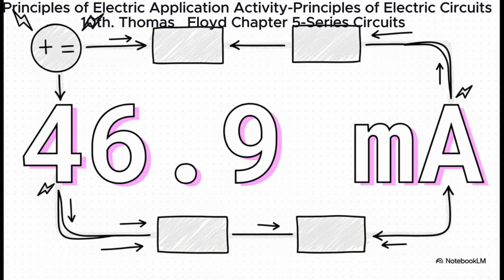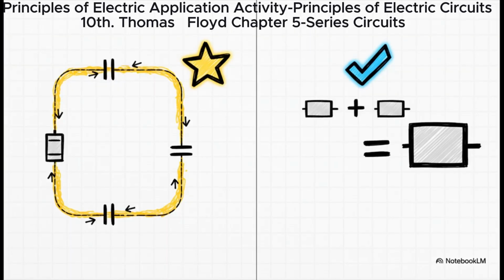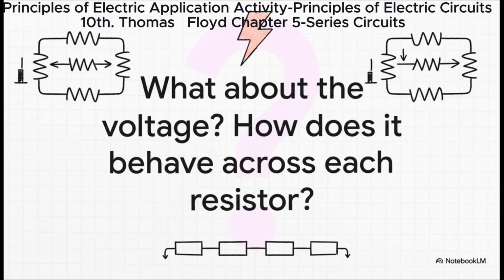Look, if you forget everything else today, just remember this simple mantra for series circuits. One path, one current. Add the resistance. That's it. There's only one path, so the current is the same everywhere. And to get the total resistance, you just add them all up. Lock that in.